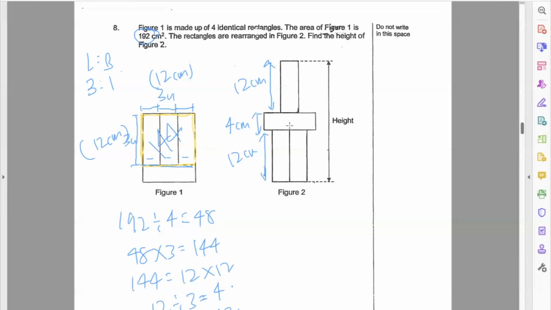So find the height of figure 2. The height of figure 2 will be 12 plus 4 plus 12, and that will give you 28 centimeter. So let's continue with question number 9. So the answer is 28 centimeter, okay? 28 centimeters is the answer.